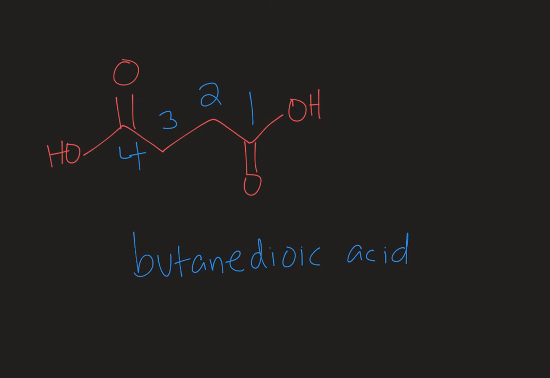So the but- tells me that there are 4 total carbons in my chain. The di tells me that I have 2 of my carboxylic acid functional group. And again, those have to be at the end because they have the 3 bonds to oxygen, a double bond, and the OH. So that's the only place they can be. So we don't use locants. This has been a look at how to name carboxylic acids.